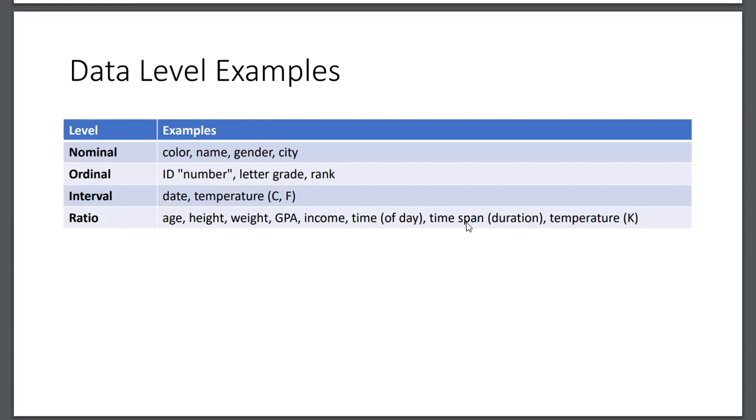A time span, also known as a duration, is also ratio data. And a temperature scale called Kelvin has an absolute zero on the scale where there's no movement at all and nothing below that. So in statistics, it's useful to be able to understand the differences in these kinds of data.